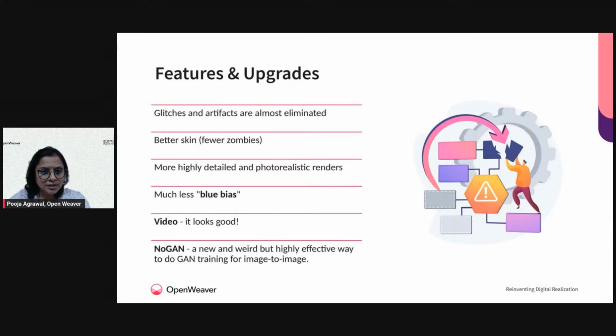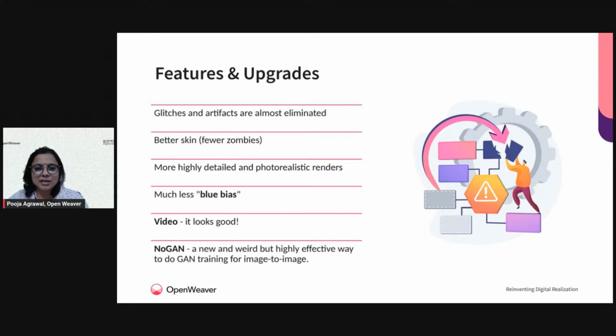So what are the features and upgrades? There are a lot of upgrades that have happened in DeOldify. The glitches and the artifacts are completely eliminated. You're able to see better human skin coloring, so fewer zombie looking images. There is less of blue bias. This blue bias was something that made the results look not very interesting when we tried to colorize.